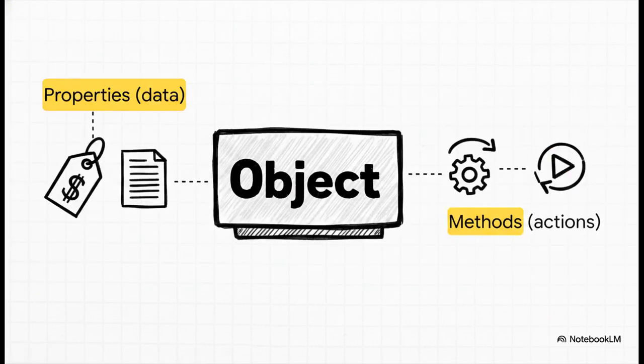Now, every object you create has two main parts. First, you've got properties. These are just variables that hold the object's data, like a product's name or its price. Then you have methods. These are the functions that define what the object can do, its actions, like displaying its own info. A simple way to remember it: properties are the nouns, and methods are the verbs.